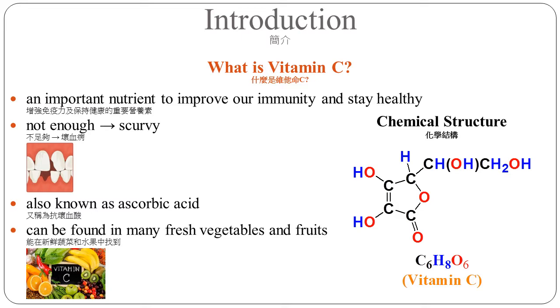First, introduction. What is vitamin C? The chemical structure of vitamin C is shown on the right-hand side of this slide. It has a chemical formula of C6H8O6. Vitamin C is an important nutrient to improve our immunity and stay healthy. If we do not get enough vitamin C, it will cause scurvy. Vitamin C is also known as ascorbic acid. It can be found in many fresh vegetables and fruits.